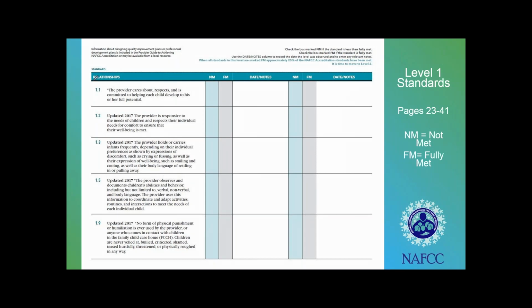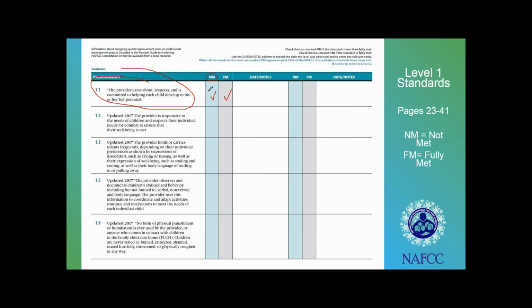Okay, so for example, first you'll just start off by reading the standard. 1.1 says the provider cares about, respects, and is committed to helping each child develop to his or her full potential. Then you'll think to yourself whether you meet that standard or not. If you feel that your standard is not being met to the best that you think it can, you're going to go ahead and mark this box that says NM, which stands for not met. If you feel that you're fully meeting the standard, then you'll go ahead and check the fully met box. Then you will write the date you made that decision and any thoughts of how you can improve on the standard if you happen to put not met.